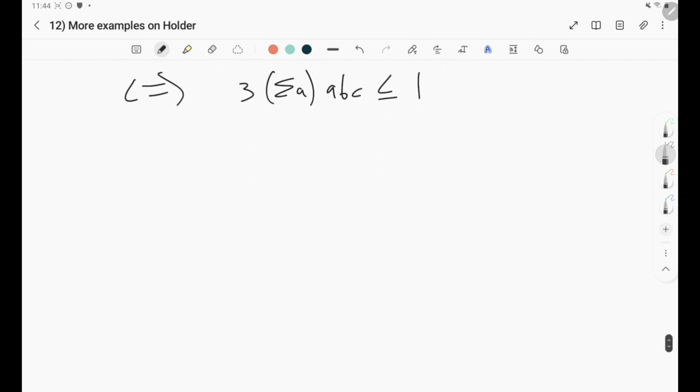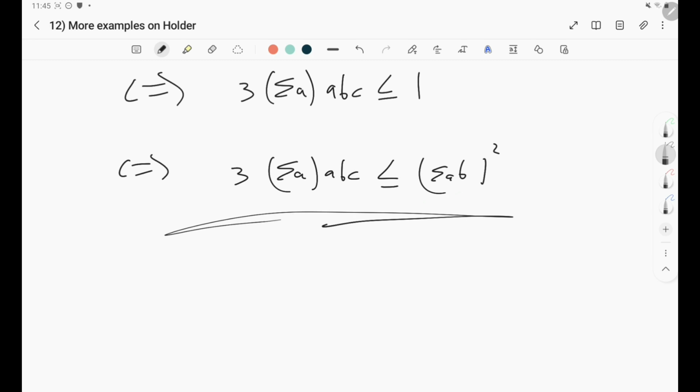Of course, now we have this very simple inequality, and don't forget that we have sigma AB is 1. So if we have sigma AB is 1, this thing is degree 4. Let's homogenize it. This thing is the same as 3 sigma A times ABC is less than sigma AB squared.